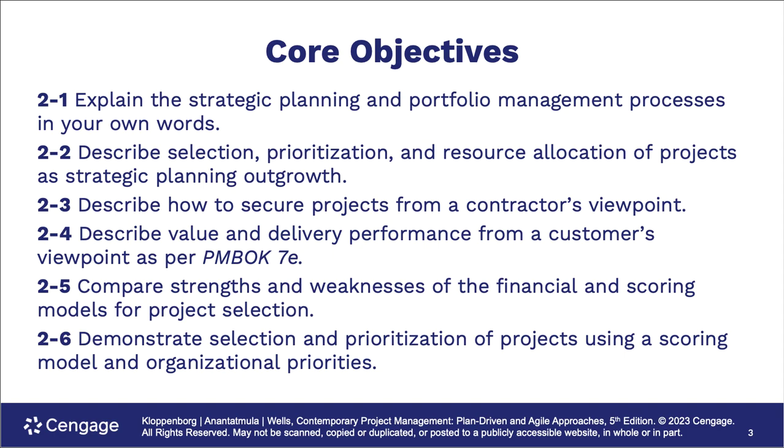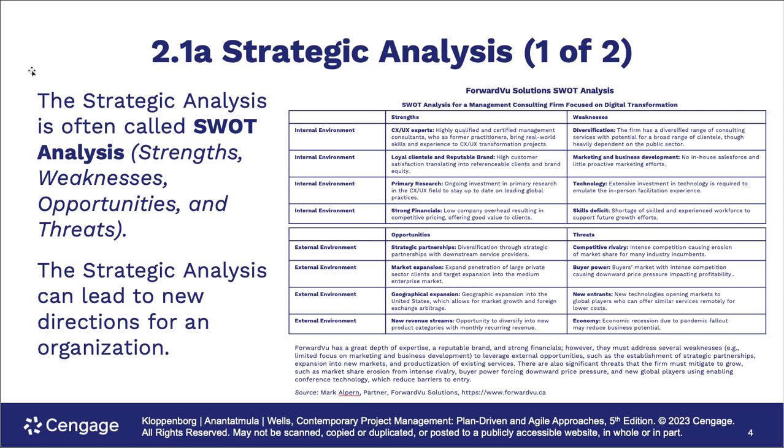So here are the core objectives. Again, you can read these; I'm not going to read them all to you. But here's what we're talking about: strategic analysis, and specifically SWOT analysis. Now, there are other forms of strategic analysis, but SWOT's a really good one. It's deceptively simple: strengths, weaknesses, opportunities, and threats. It's divided into four quadrants because it considers both internal and external factors of the organization.